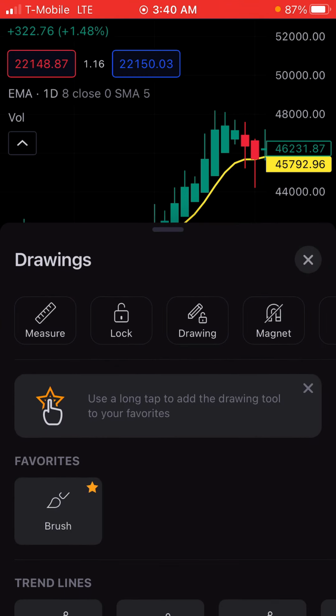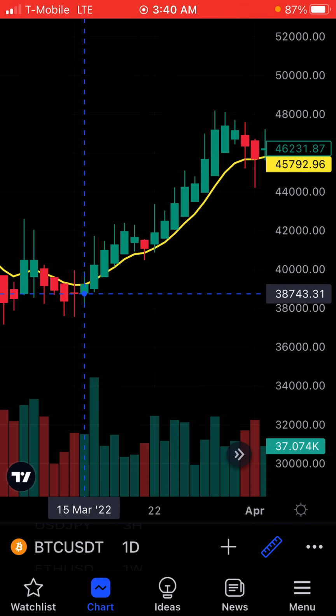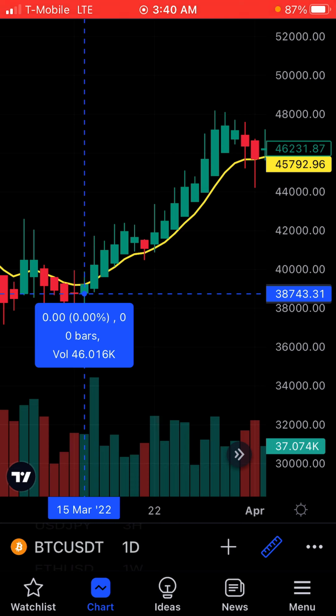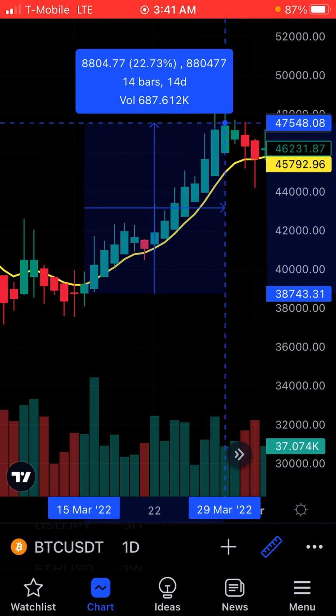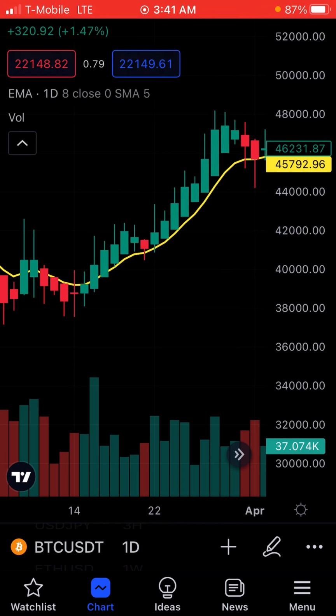But let's just look right down here. If you got in right here, see the red bar on the bottom, green, and then let's just see if you rode that out. That is 22% in 14 days. So anyway, that's an example for the day.